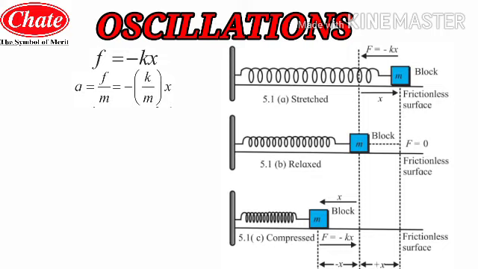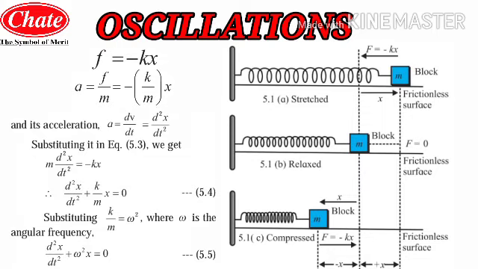Thus the definition of LSHM, the linear simple harmonic motion, is the linear periodic motion of a body in which the force is always towards the mean position and its magnitude is proportional to the displacement from its mean position. So students, this is the definition of linear simple harmonic motion. I will repeat one more time: the linear periodic motion of the body in which the force is always towards the mean position and its magnitude is proportional to the displacement from its mean position. This is the definition of linear simple harmonic motion.